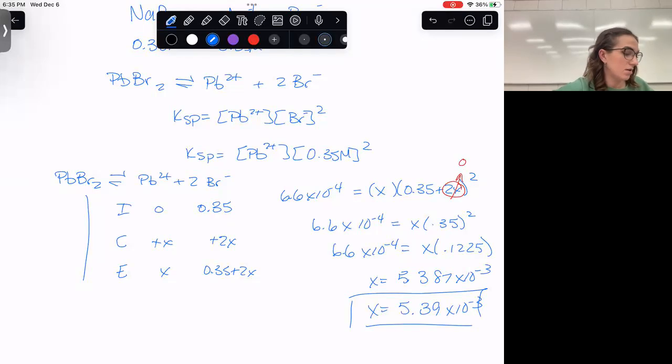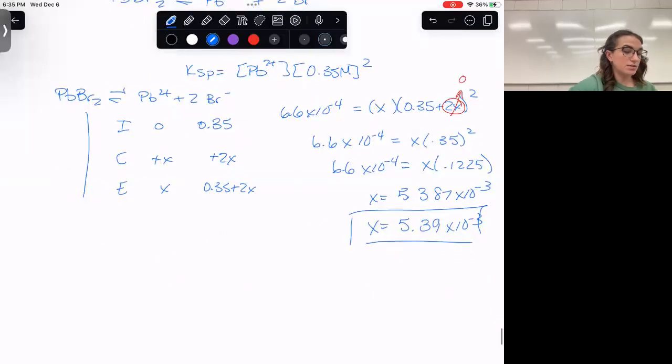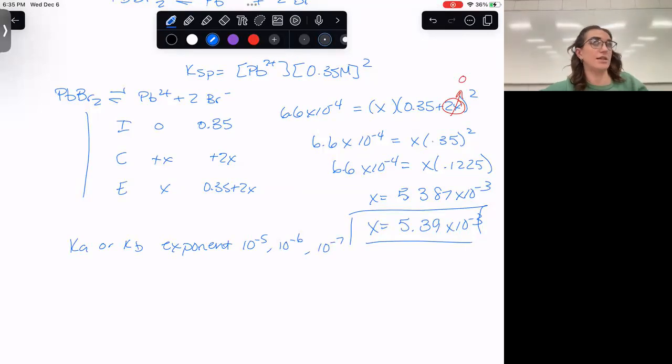Usually it's, I think, two orders of magnitude greater than your initial or less than your initial. My rule of thumb, especially when it comes to acids and bases, is that if you have a Ka or Kb exponent and it's 10 to the -5, 10 to the -6, 10 to the -7, something less than 10 to the -5, as in your number is getting smaller, then you can use the shortcut every time.